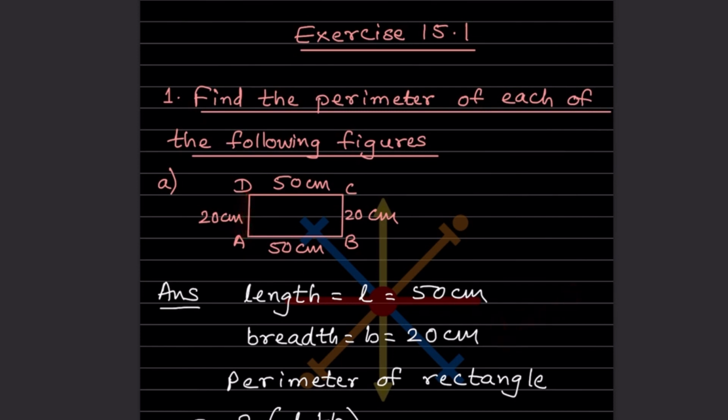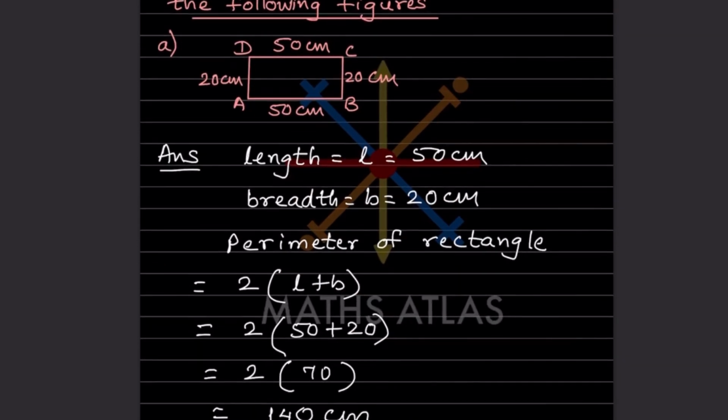Now they have asked for the perimeter and you should learn this formula. There is no other way. That is twice into length plus breadth, and I showed you how you get this formula. This breadth is also called, in some books they will mention, this breadth is nothing but the width. So you don't have to get confused, both are the same. So here twice into length plus breadth, you just put in the values and you get 70, and twice 70 is 140 centimeter.